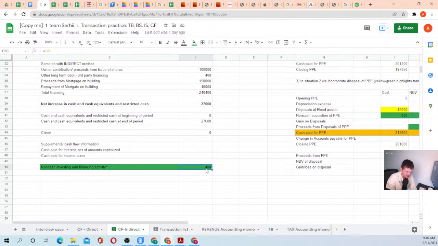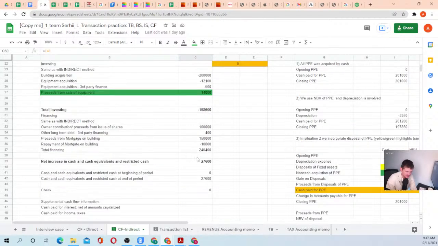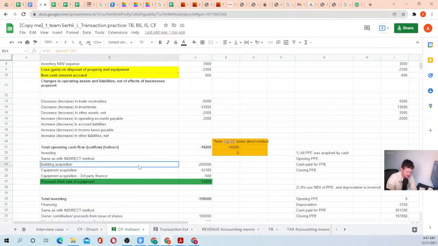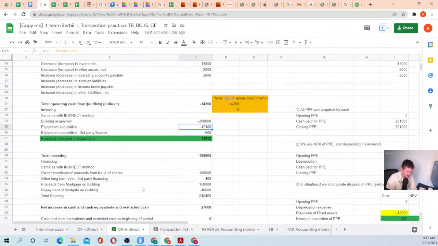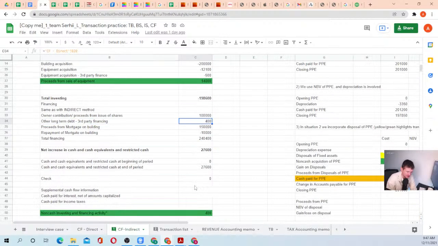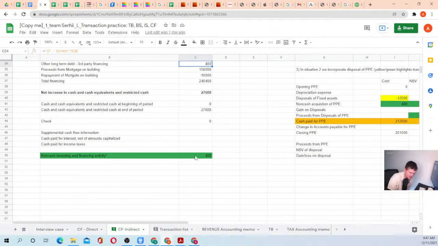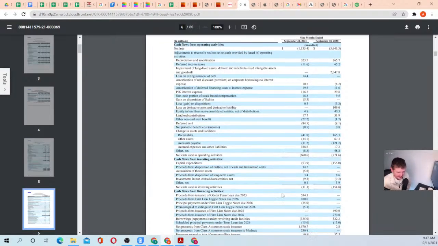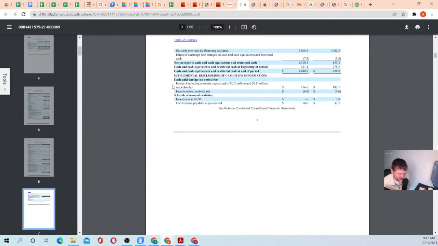So if you buy something on a financing lease, it will not show up as a property acquisition in investing, and it will not show up as a new loan in financing. If it's a financial lease, it will show up in the notes to the statements. And if we go to AMC, we will see that they have quite a bit of stuff related to non-cash activities. Investments, construction payments, so quite a bit of interesting stuff.